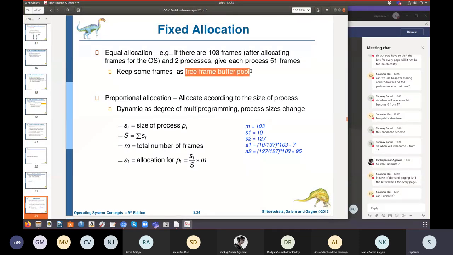Right? So anyway, this is a very simple allocation. So basically, allocate. Okay, so this is equal allocation. And the proportional allocation is that allocate according to the size of the process.